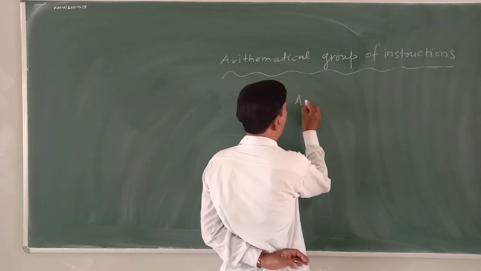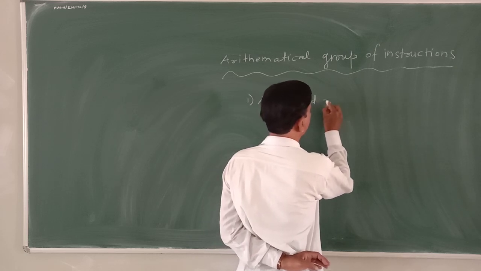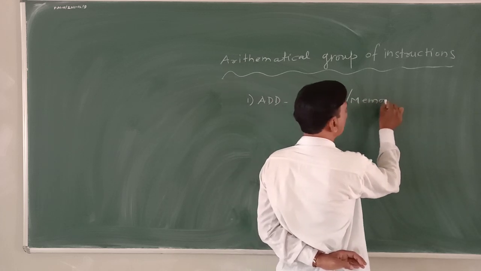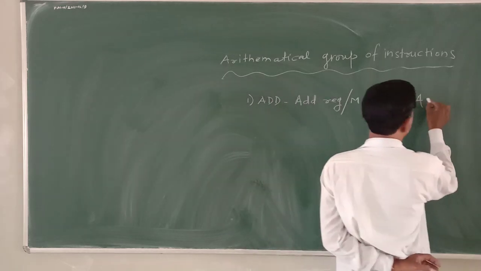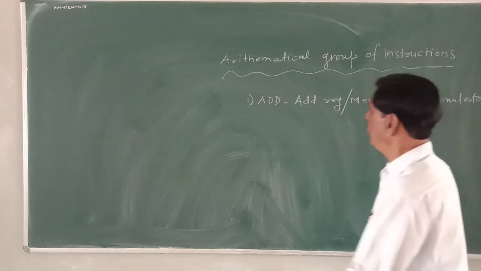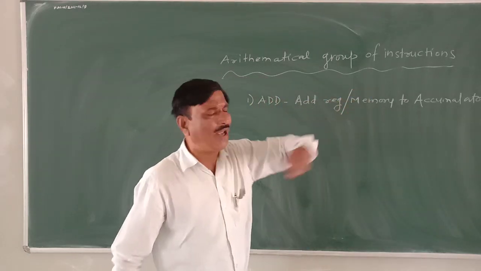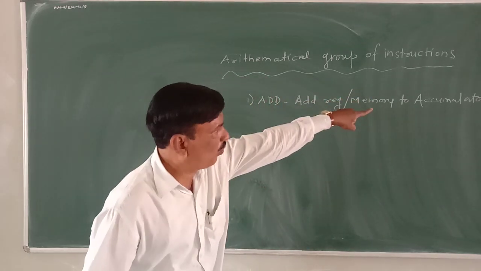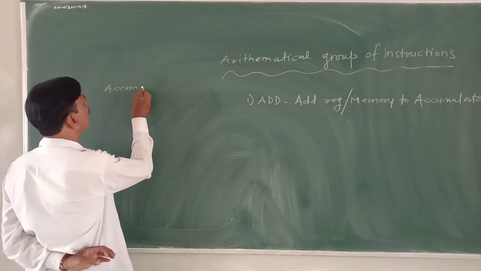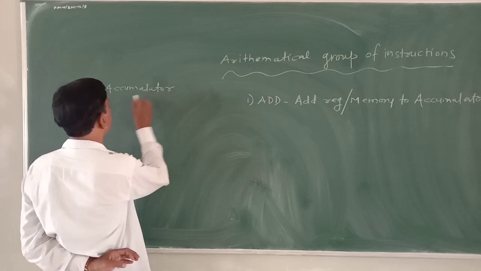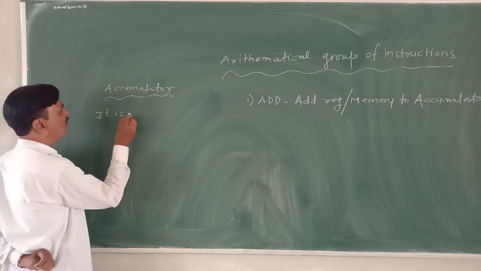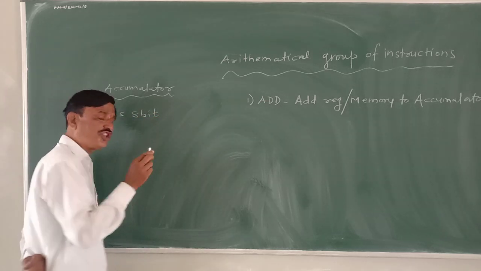Add what? Add register or memory to accumulator. What is meant by add register or memory to accumulator? So, what is the accumulator? The accumulator is an 8-bit register.